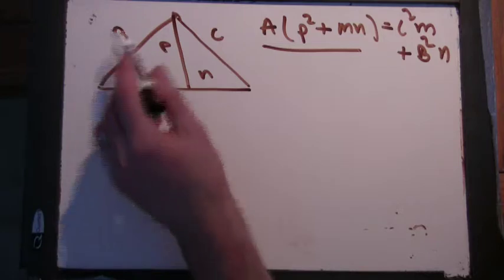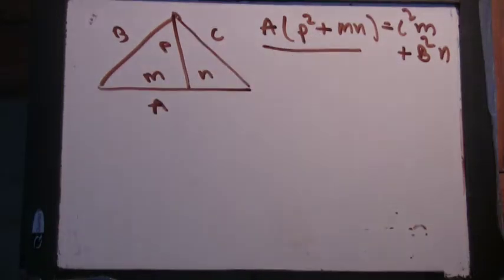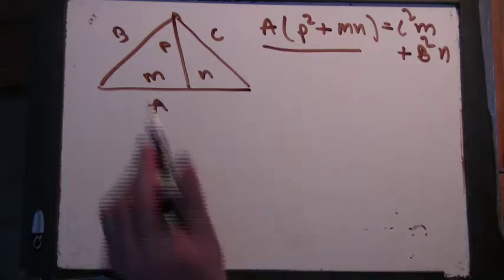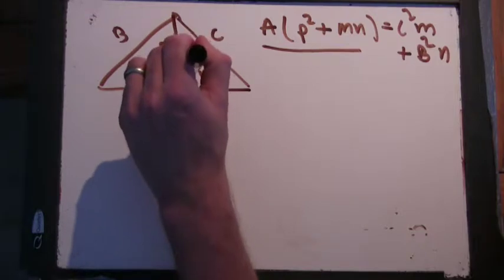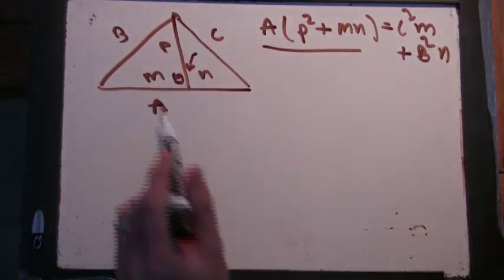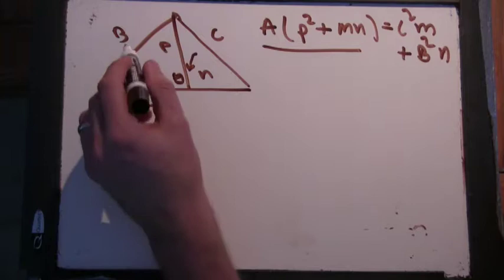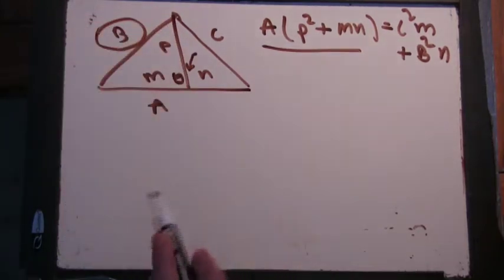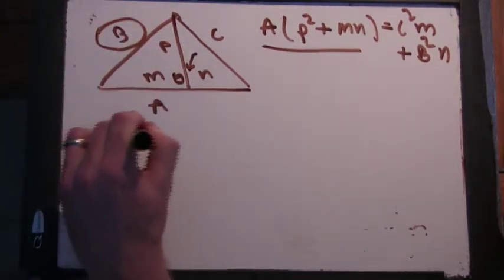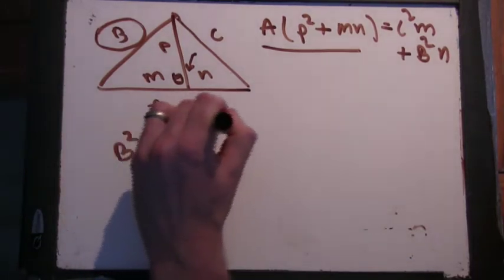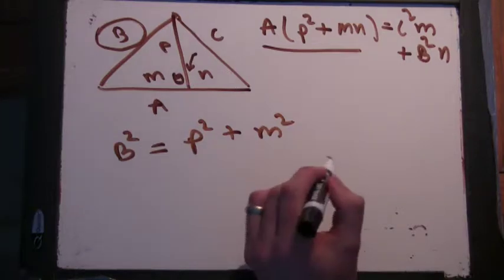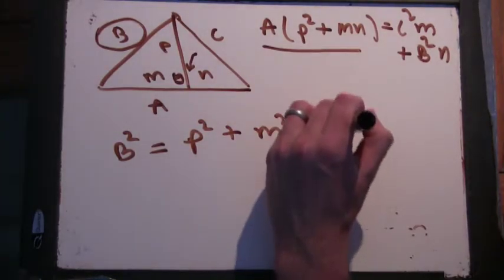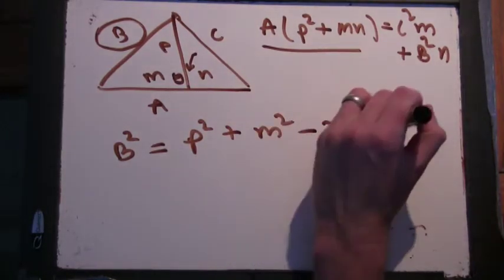So we knew a, b, c, m, and n, so we can easily find p squared. And it just comes from the law of cosines. So from the law of cosines, if I call this theta and this 180 minus theta. Sorry, I'm having to write so small. What does the law of cosines say about b? So it says that b squared equals p squared plus m squared minus 2 times p times m times cosine theta.